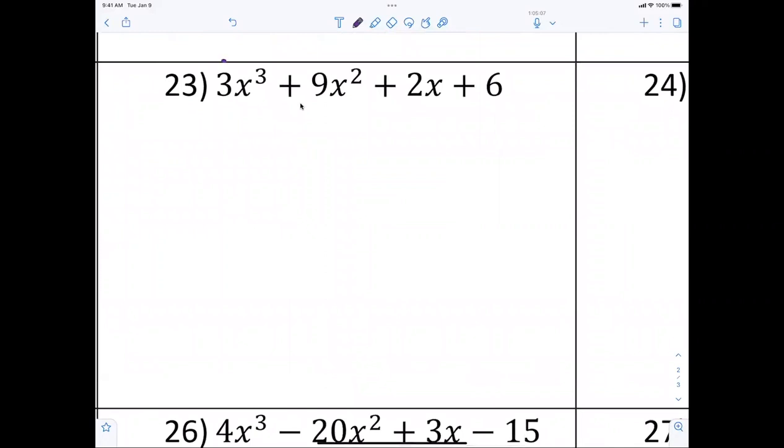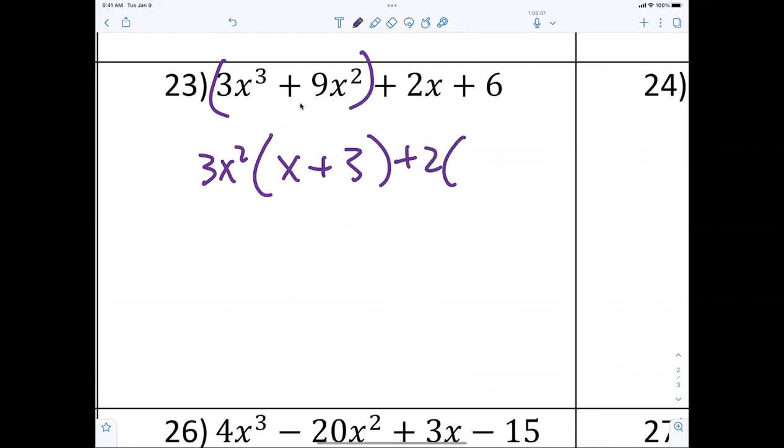All right, 23. What's common? 3x squared. Good. 3x plus... What's common? 2. What's left behind? x and 3. Yep, I got you. Now you do x plus 3 and 3x squared plus 2.